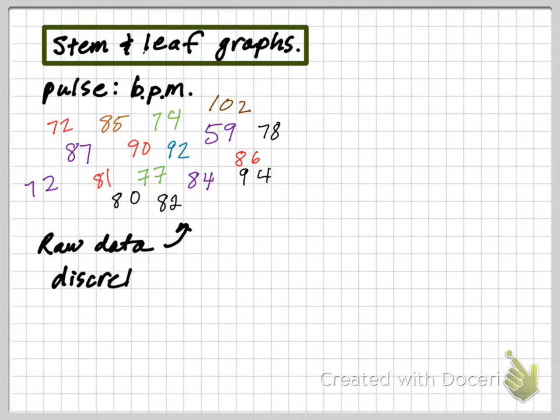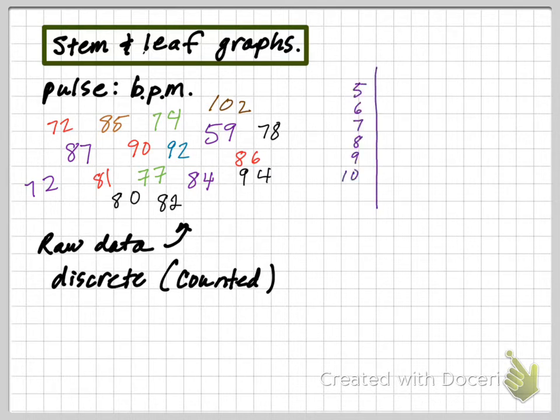So notice we have raw data. It's discrete. Discrete means it's countable, because we counted our pulse. We didn't measure our pulse. And now I'm going to start with the stem. So 50s, 60s, 70s, 80s, 90s, 100s. So 5, 6, 7, 8, 9, 10. That would be my stem. And then the first value that I see, the lowest value, is 59. So my first leaf is a 9.